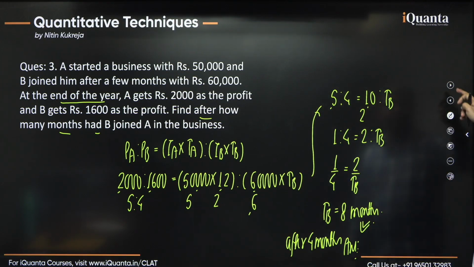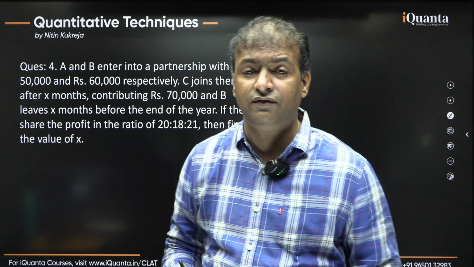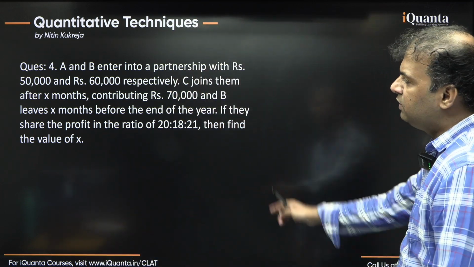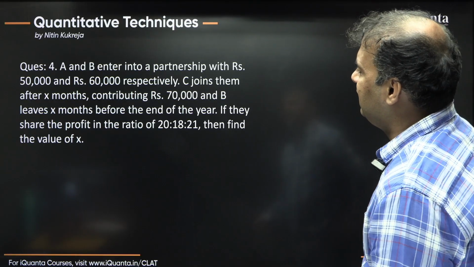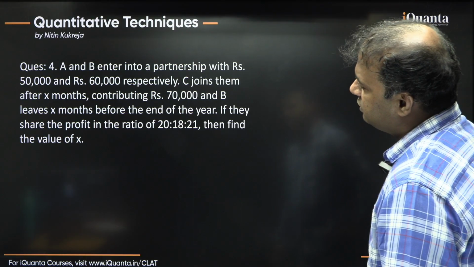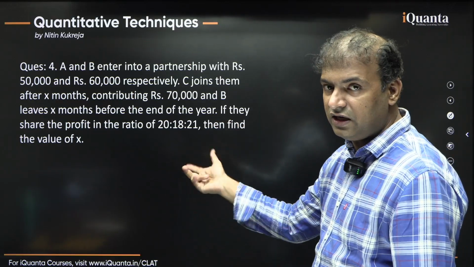All right, let's move. Let's increase the level a bit more. As you see, every question is giving something new to learn, right? In this question, again, we'll be learning something new. The question says that A and B enter into a partnership with rupees 50 and 60,000 respectively. Okay, C joins them after X months, X the variable, right?